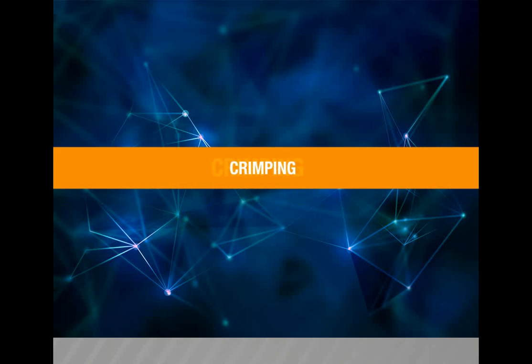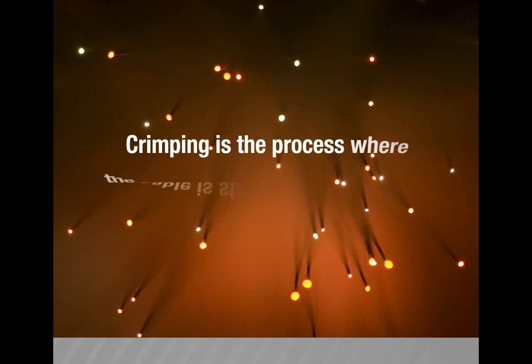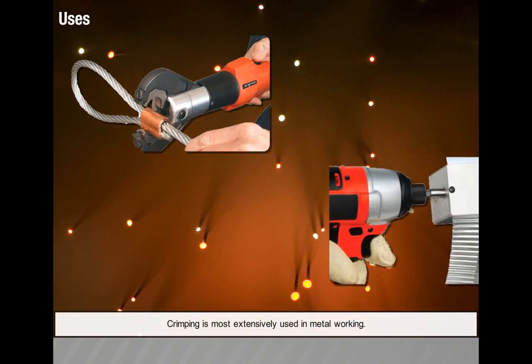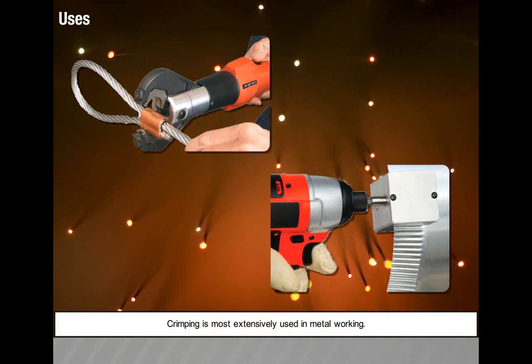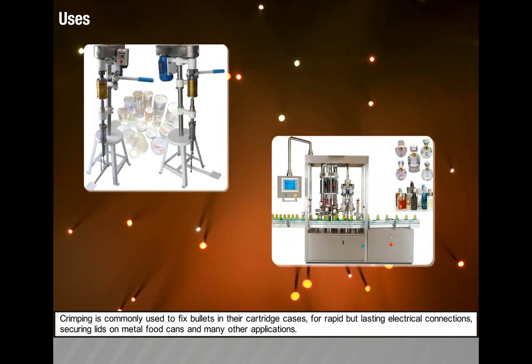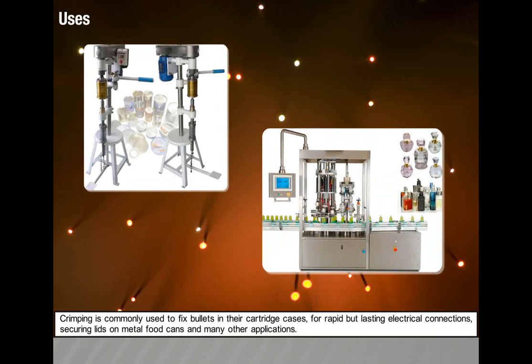Crimping. In the following video, we are going to learn about crimping. Crimping is the process where the cable is stripped and the wires are placed into a metal terminal. Uses: crimping is most extensively used in metalworking. Crimping is commonly used to fix bullets in their cartridge cases, for rapid but lasting electrical connections, securing lids on metal food cans, and many other applications.